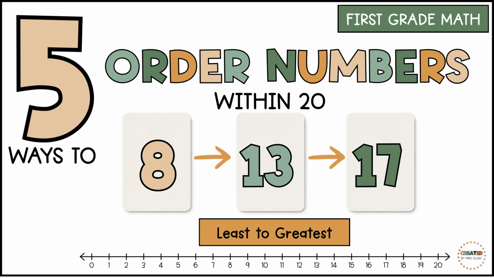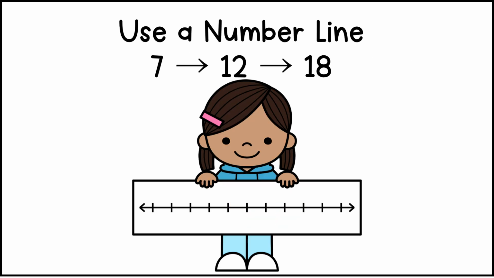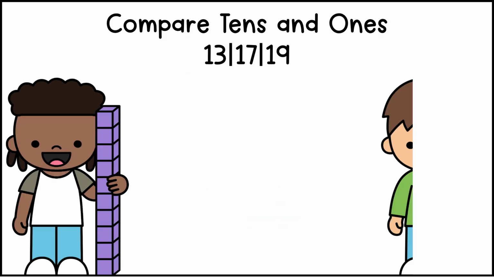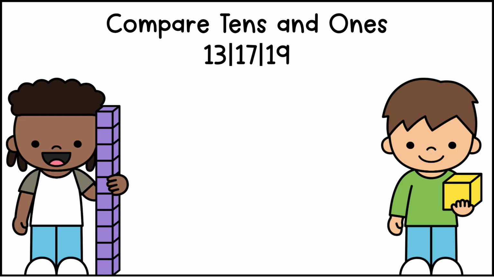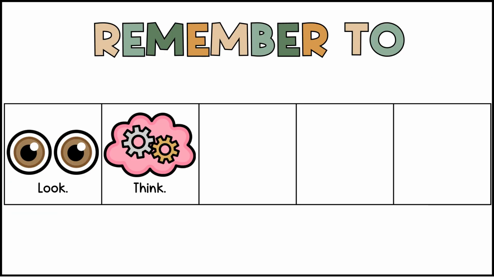Ordering numbers is much easier for first graders when they understand the relationships between the numbers. Start with quantities, use number lines, connect teen numbers to tens and ones, practice 1 more and 1 less, and give students a predictable strategy for finding the least and greatest numbers.